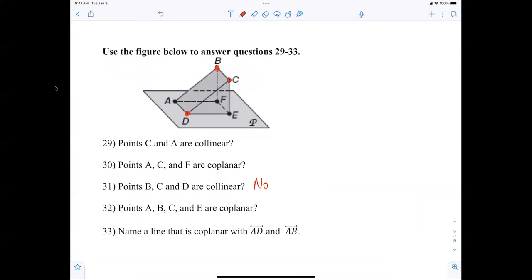Now, everybody look at 29. What's the answer to 29? Points C and A are collinear.